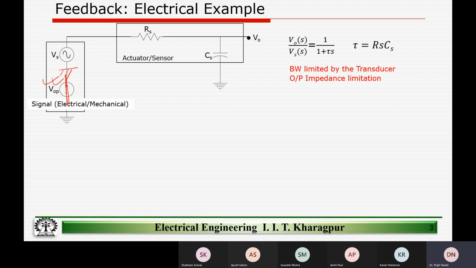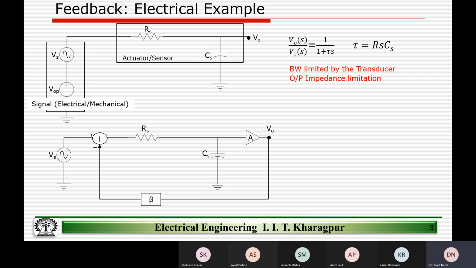So the obvious thing we can see is that the bandwidth is limited by the transducer itself, right? So Rs and Cs, the transducer itself limits the bandwidth, and also the output impedance. If the transducer needs to pass the output signal to some readout circuit, the output impedance of such an arrangement will be limited, right?